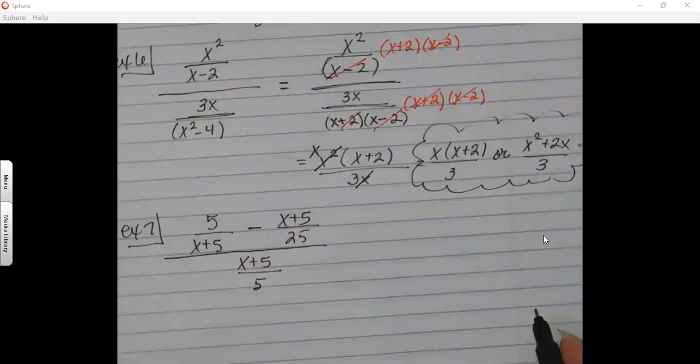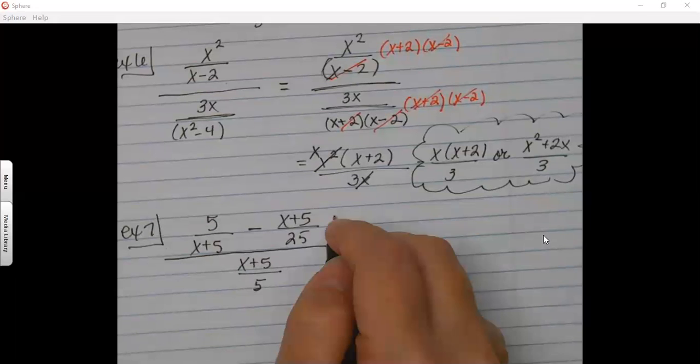What do you think the LCD is? No, 25 is part of it, and x plus 5. Because x plus 5 is a binomial, right? So that 5 and the 25, that can't go together. So your LCD is 25 times x plus 5.